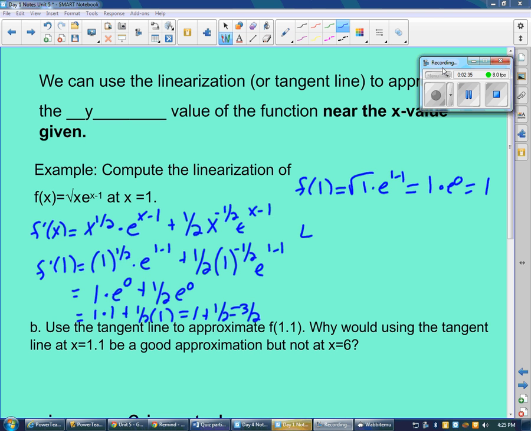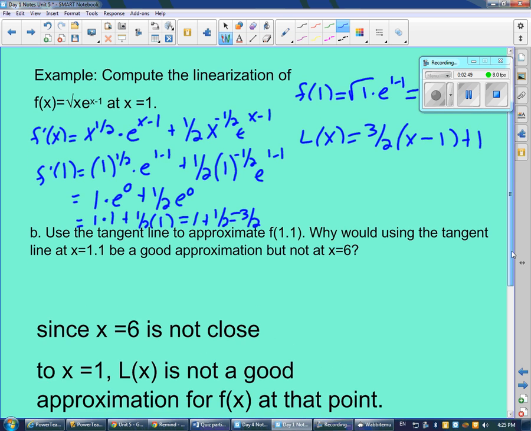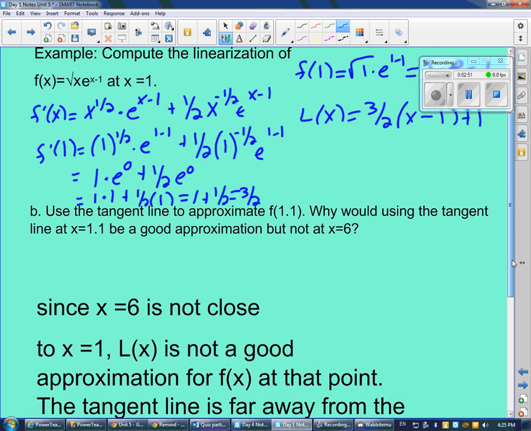So I'm going to write my linearization, or my tangent line. The only difference is I put L of x, so I put 3/2 times x minus my a, which is 1, plus f of a, which is 1. So that's my tangent line. We've done that a bunch. They might ask you a little bit extra.